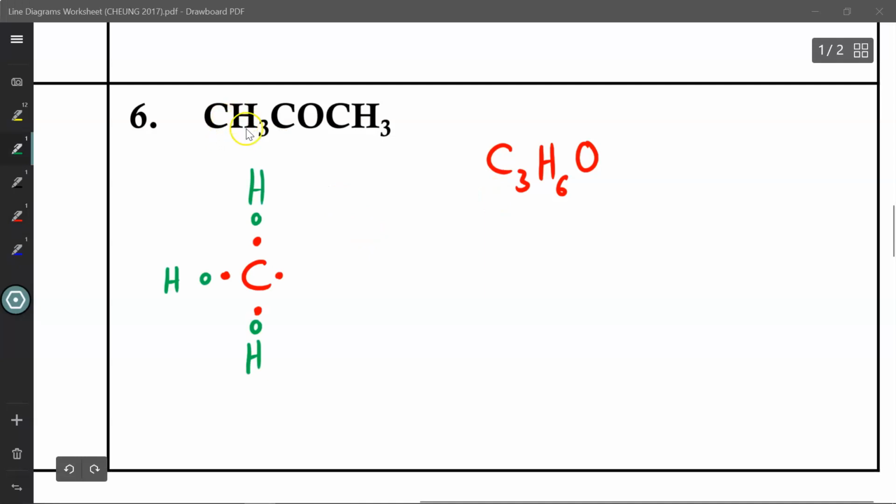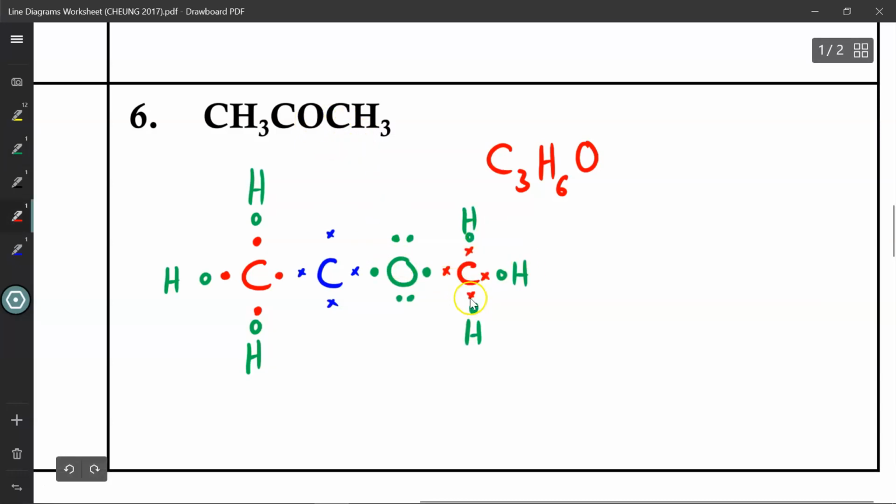So when I see CH3, I draw CH3. Next, it says there's a carbon. So I'll draw a carbon over here. Then it says there's an oxygen. And then I draw another CH3. But now there's a problem.